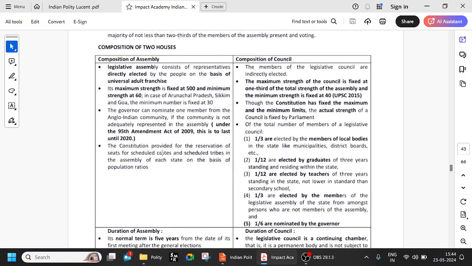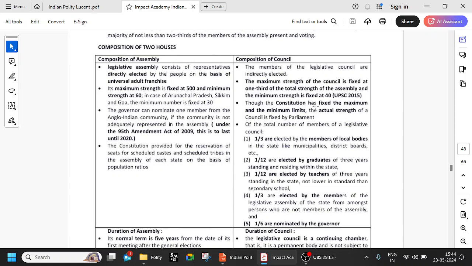The constitution provided for the reservation of seats for scheduled castes, scheduled tribes in the assembly of each state on the basis of population ratios. Okay, so even now we see, I mean, right now elections are going. We see a particular seat has been reserved exclusively for scheduled caste, exclusively for ST seat. Okay, SC, ST, we see all this, right? So right now there is no reservation for women, but recently that women reservation bill has been passed, so it will come into effect sooner. Okay, but as of now, only these reservations are there for scheduled caste and scheduled tribes in the assembly of each state on the basis of population ratio.